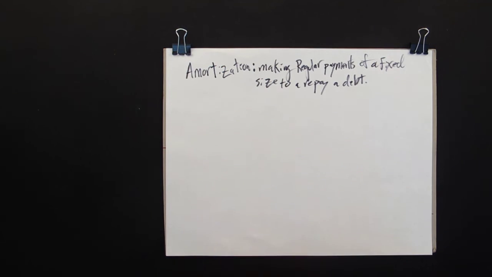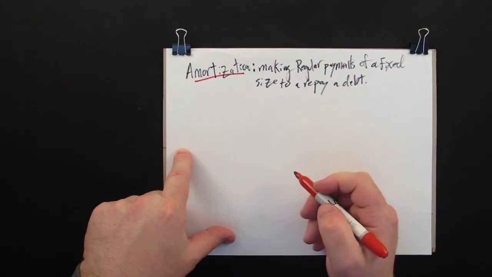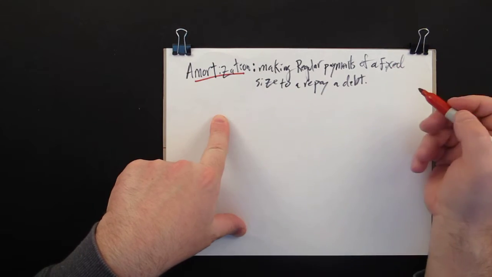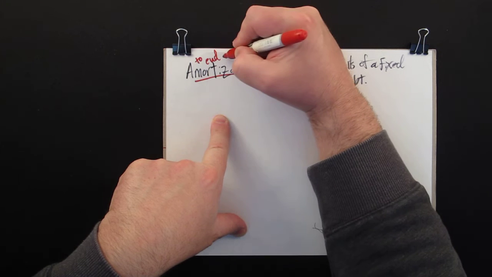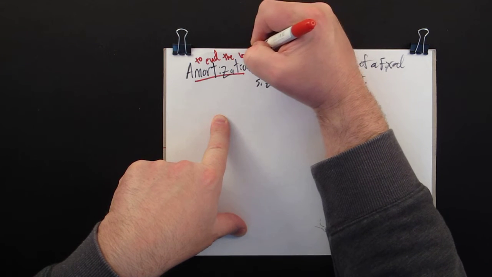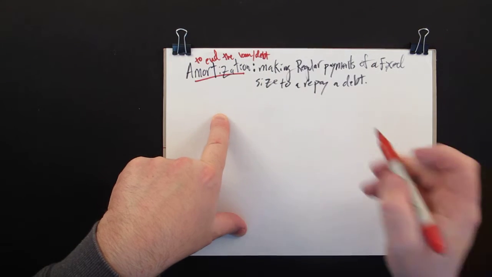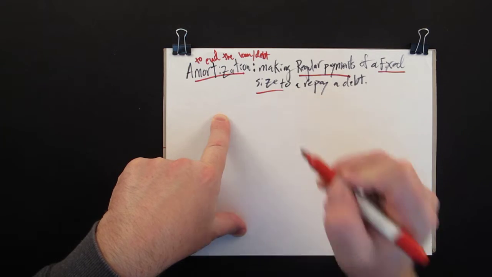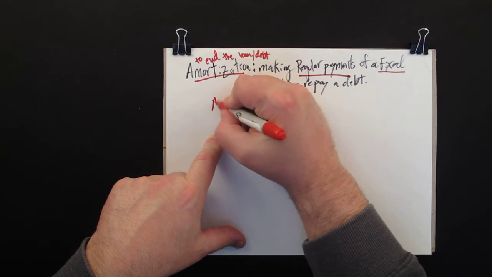So what's occurring here is that you are going to end the loan. So you're trying to end the loan or debt. Regular payments, fixed size. So regular payments of a fixed size means annuity.